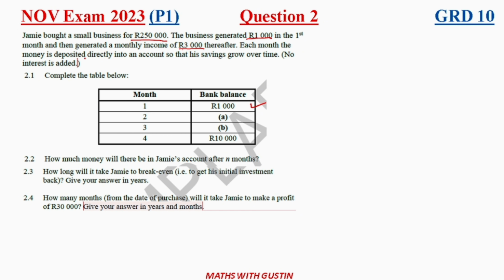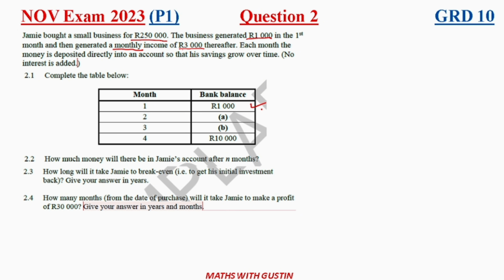No interest is added by this bank, so it makes sure that his money grew by 3,000 monthly. Keyword: monthly. So each and every month from the first month, where he generated 1,000, it was growing by 3,000. Question 2.1 says to complete the table below.